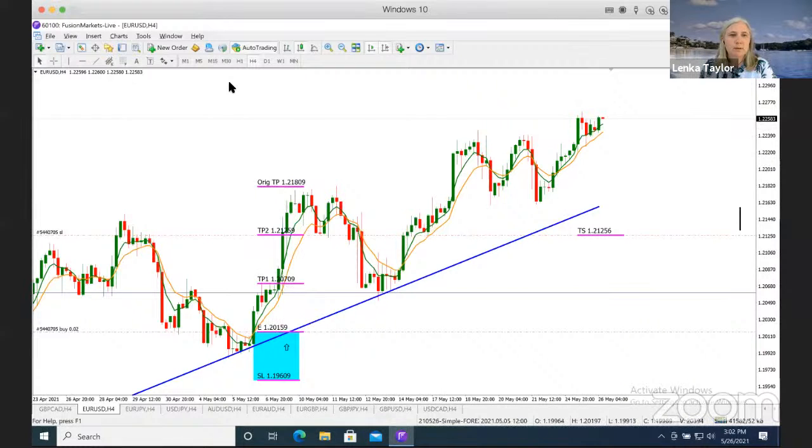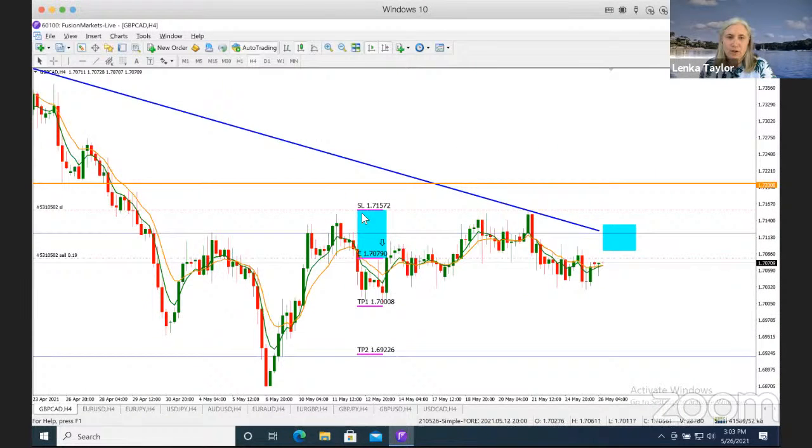Next, let me just check the... came right up to the stop loss. Yes, it did. So if you were in the GBP CAD trade since last week, it was very, very close to the stop loss there, yes.